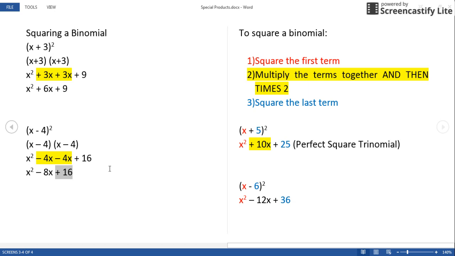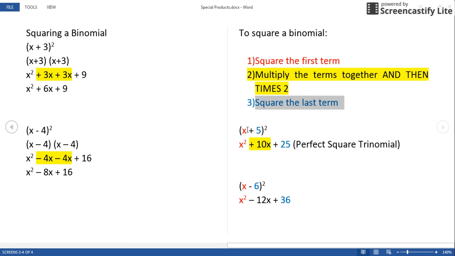Now, if this is going to happen every single time that we're squaring a binomial, that the outside and the inside will give us the same thing, then there's a faster way that we can do this. To square a binomial, let's square the first term. Then to get the middle, let's multiply the terms together, then times 2. Multiplying them together, x times 3 makes 3x, and then times 2 accounts for the fact that we have it outside and inside. Here, x times negative 4 makes minus 4x, then times 2 accounts for the fact that we have it inside and outside. And then we'll square the last term to get the back.